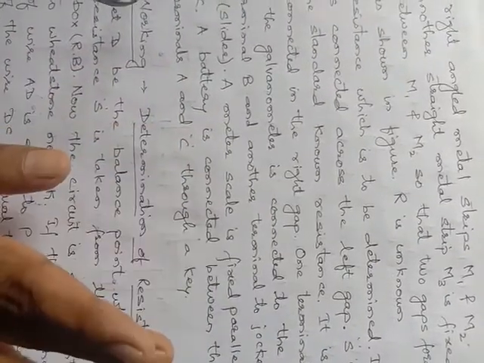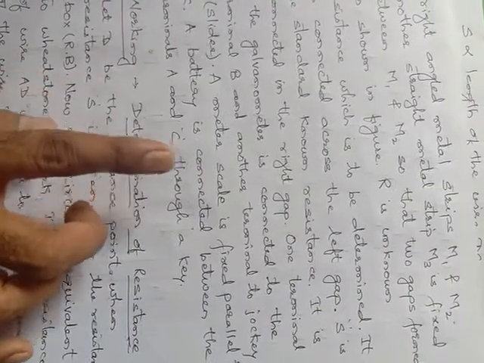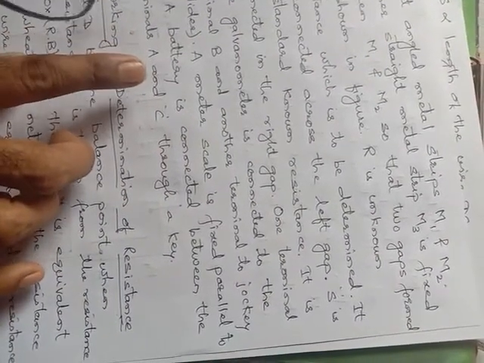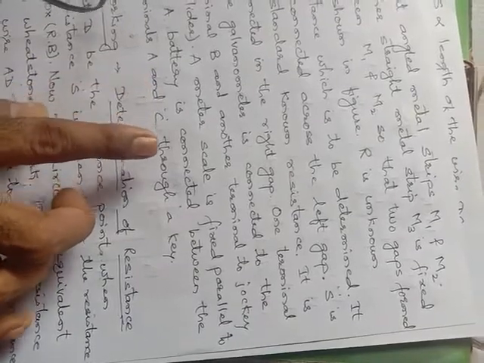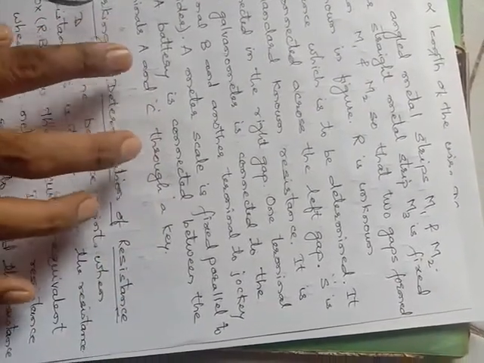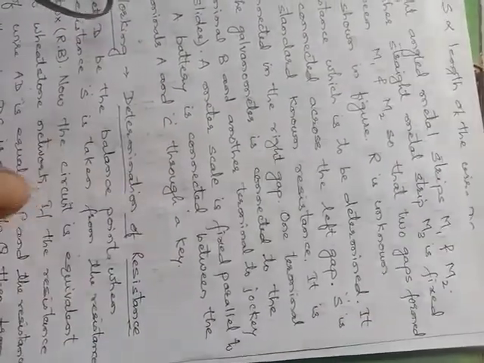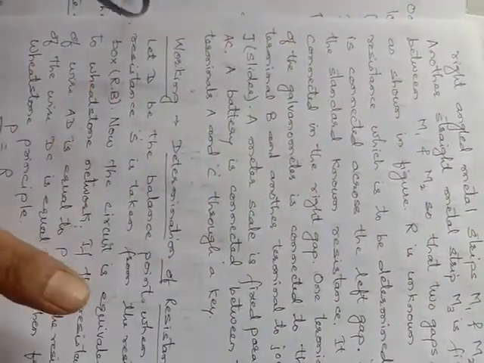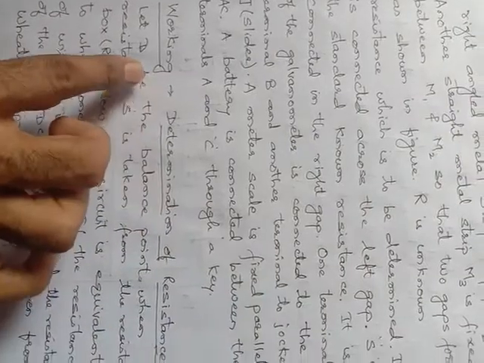One terminal of the galvanometer is connected to the terminal B, and another terminal is connected to the slide wire J. Jockey it is called. Meter scale is fixed parallel to AC. A battery and a plug key is connected between A and C. Then we have seen the working.